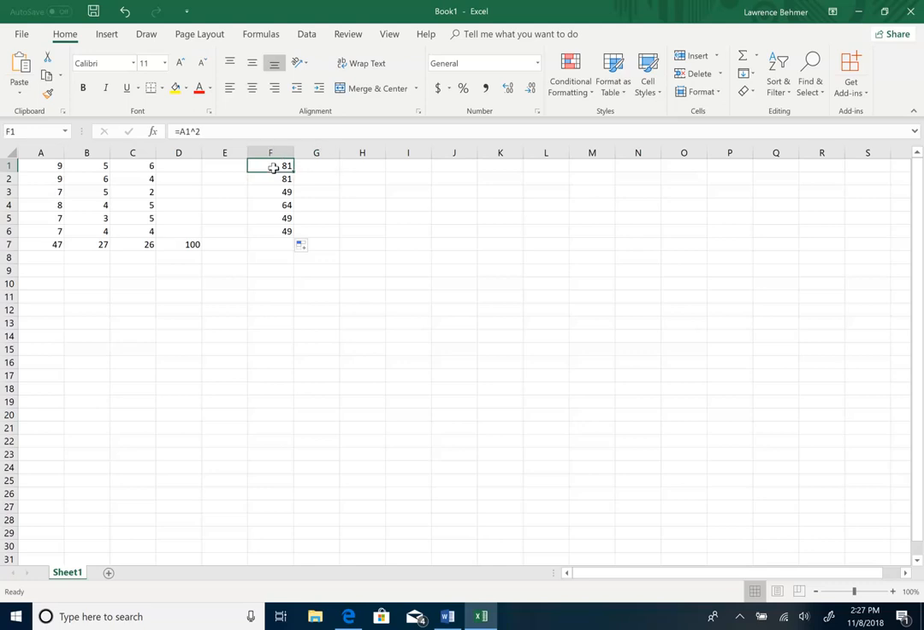But let me show you here. So it's taken the value in A1, which is 9, and squared it. Here it's taken the value in A2, which is also 9, and squared it. Here it's taken the value in A3, which is 7, and squared it, right? So you see how that works. So let's do this for all of them. And again, once you do one, you can just highlight it and drag it down. And now let's do it for the values in C.